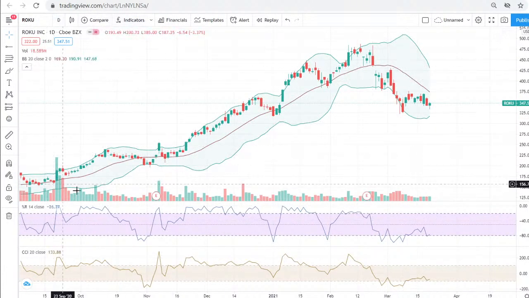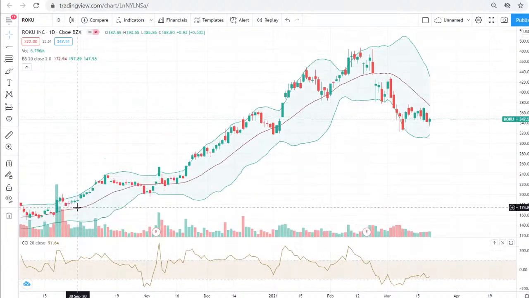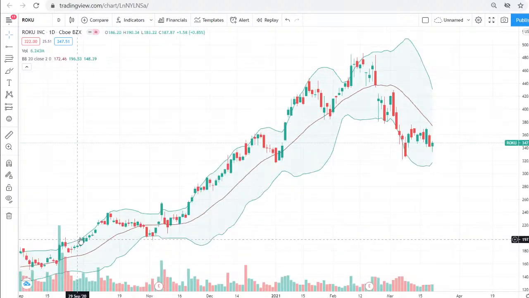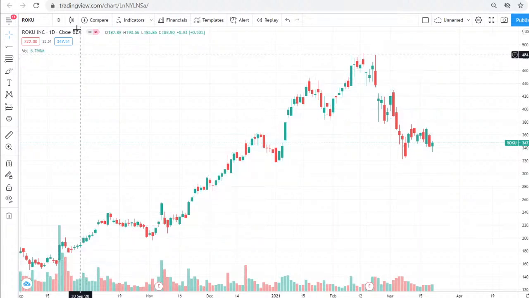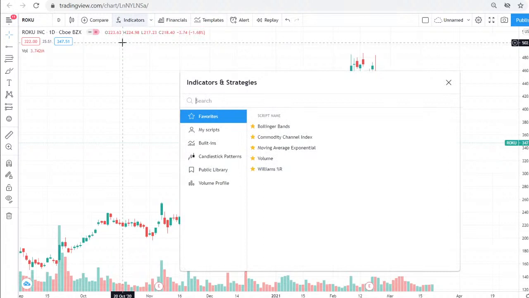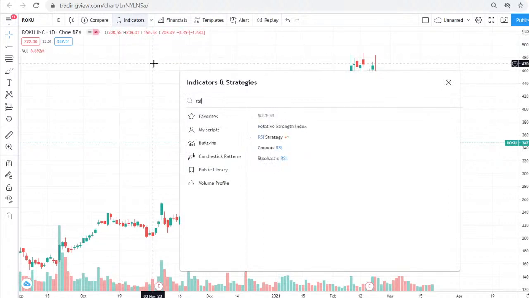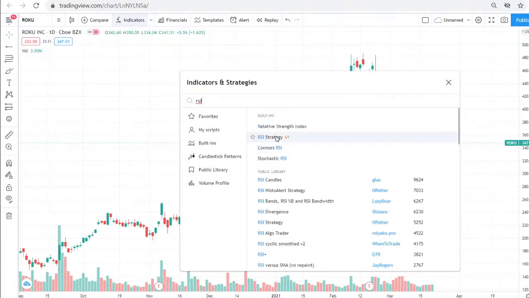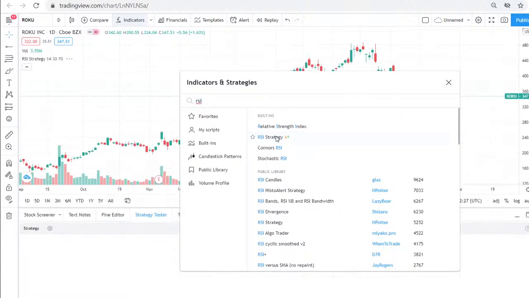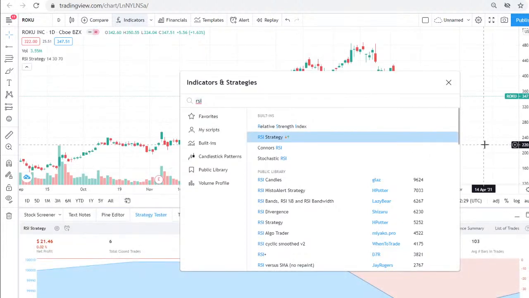Can we remove this indicator, please? Yeah, sure. Okay, I'll put RSI here. RSI, the first one. Yeah.